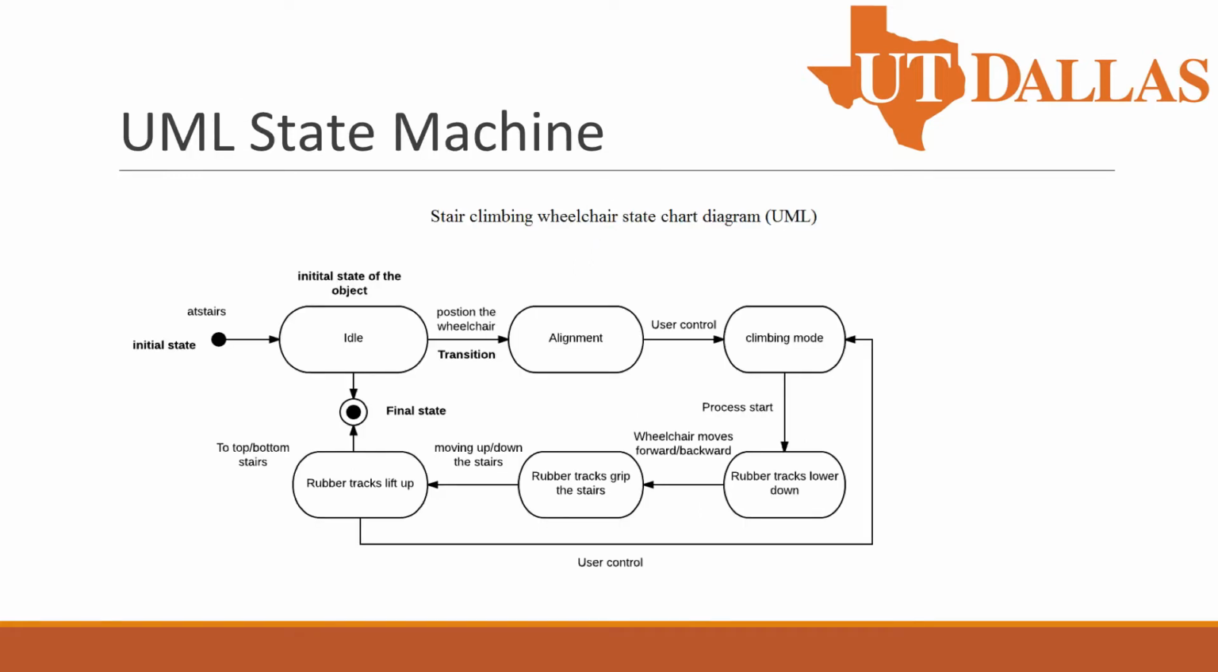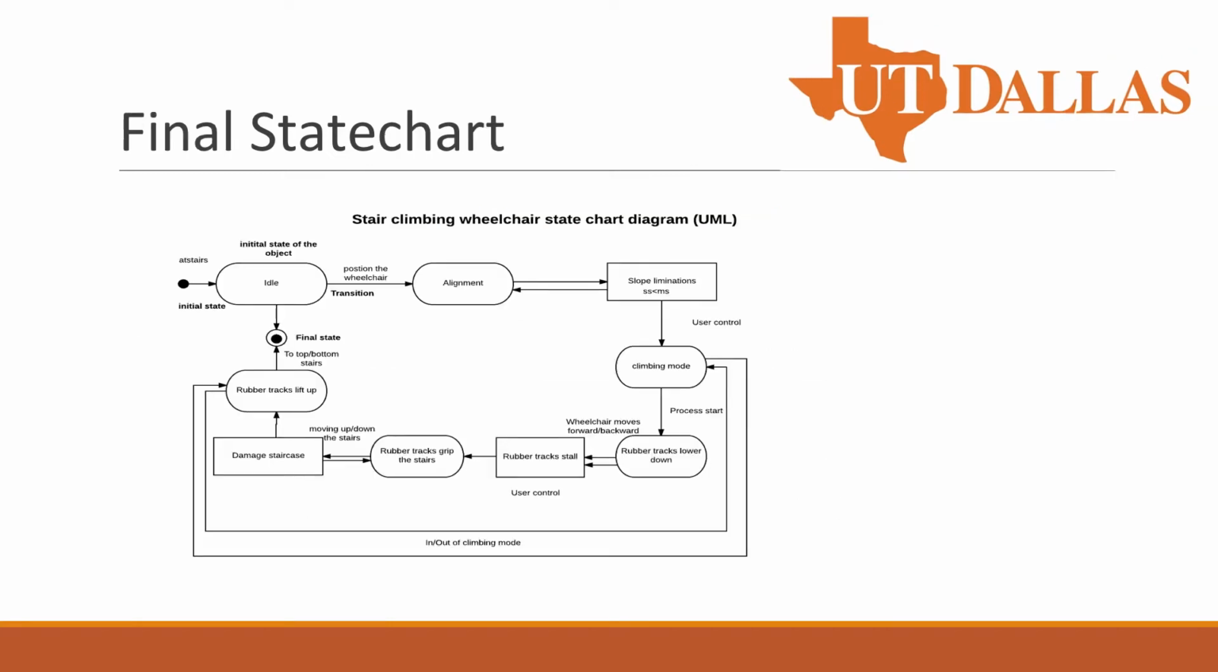This is the initial state machine that we came up with. It basically just illustrates the steps the wheelchair goes through when it's climbing up a staircase or going down a staircase. Obviously it starts at the bottom or the top of the staircase. Then it aligns to match where the stair is. Then the user sets the wheelchair to climbing mode. And that's when the process begins. The rubber tracks are lowered, they grip the stairs, and then the tracks are lifted up. All the while this is happening, the seat is balancing so the user cannot fall off.